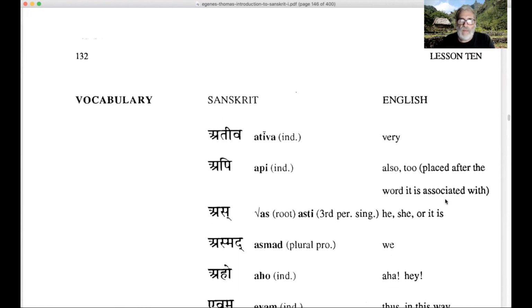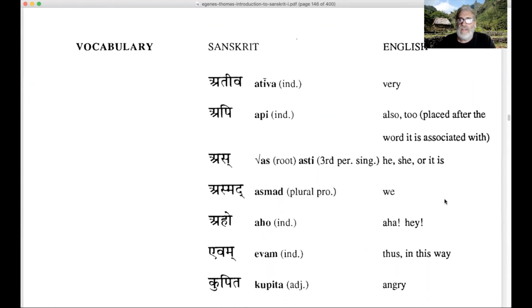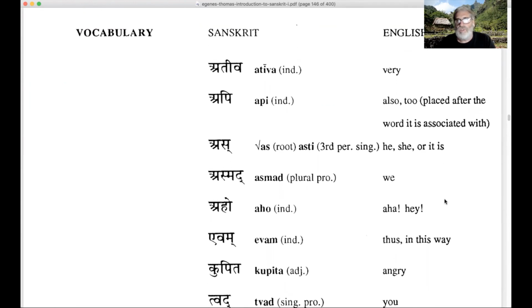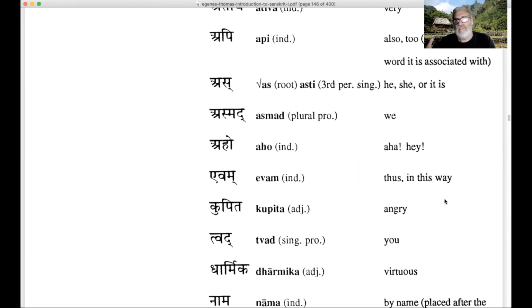Okay, so now we have vocabulary. We'll just quickly go through the vocabulary and then we'll finish it here, and everybody can go over the exercises in their free time. Ativa is an indeclinable. It means very. Api is an indeclinable, also or too, placed after the word that it's associated with. As is the root of the verb to be. It becomes third person singular, lat, present indicative tense, asti. He, she, or it is. It can also mean there is or there are, etc.